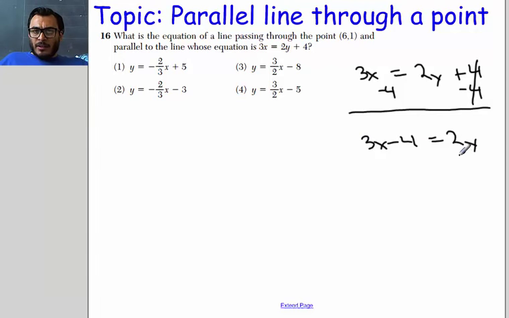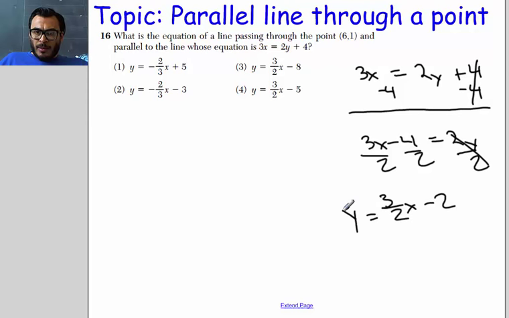Then I'm going to divide everything by 2 to isolate the y. This will cancel out, and I will get 3 over 2 x minus 2 equals y. Or let me just bring the y to this side since everybody's so used to seeing it that way. All right, so that's the original equation.